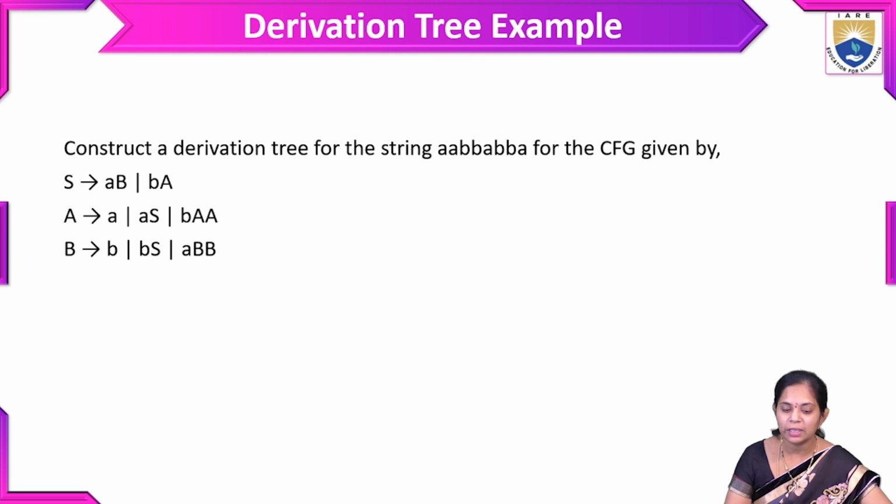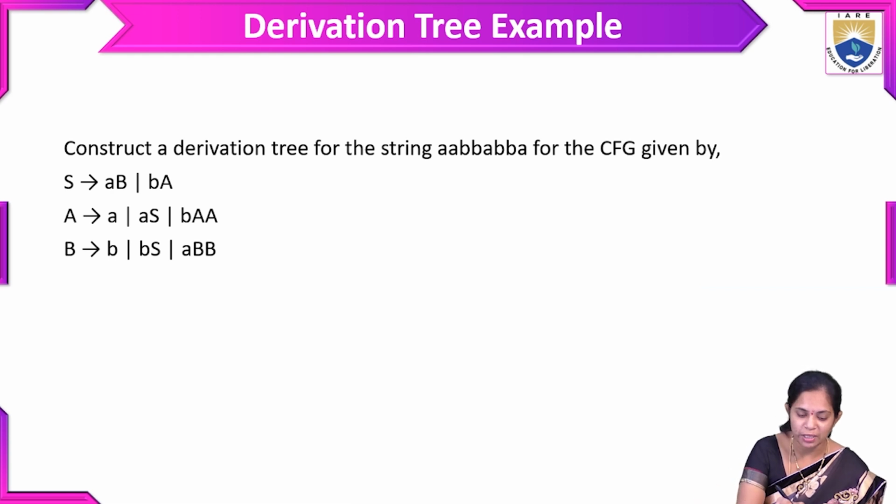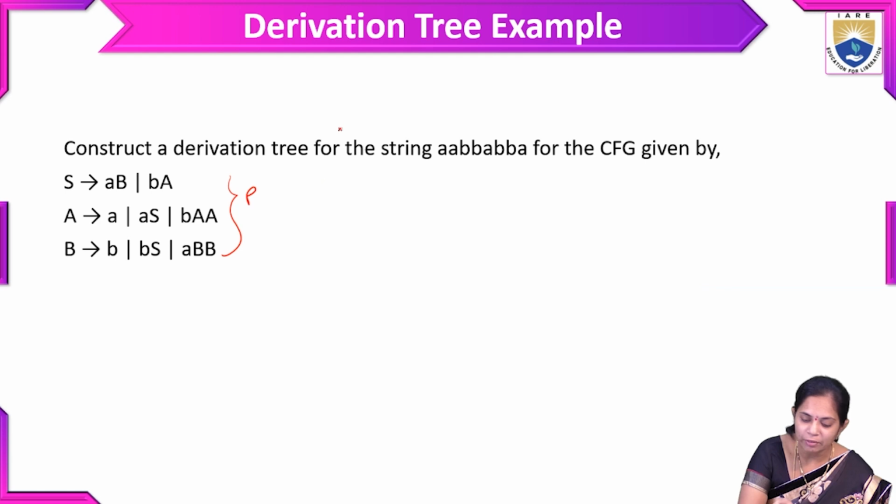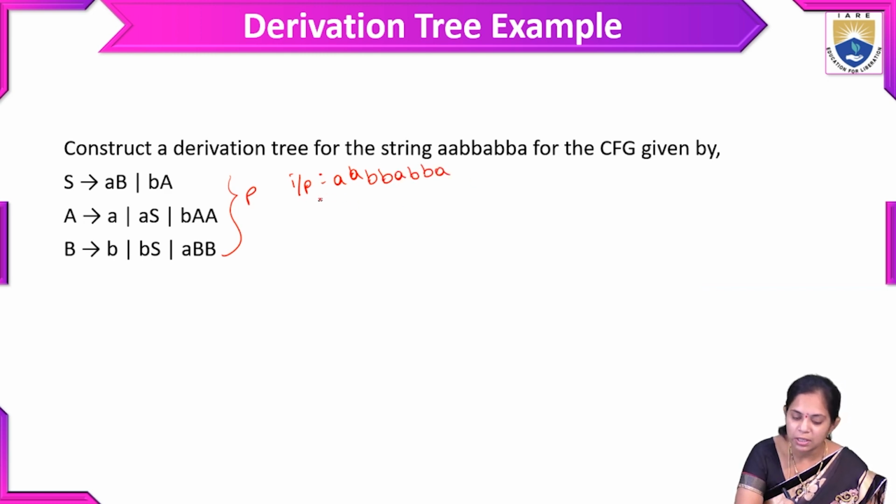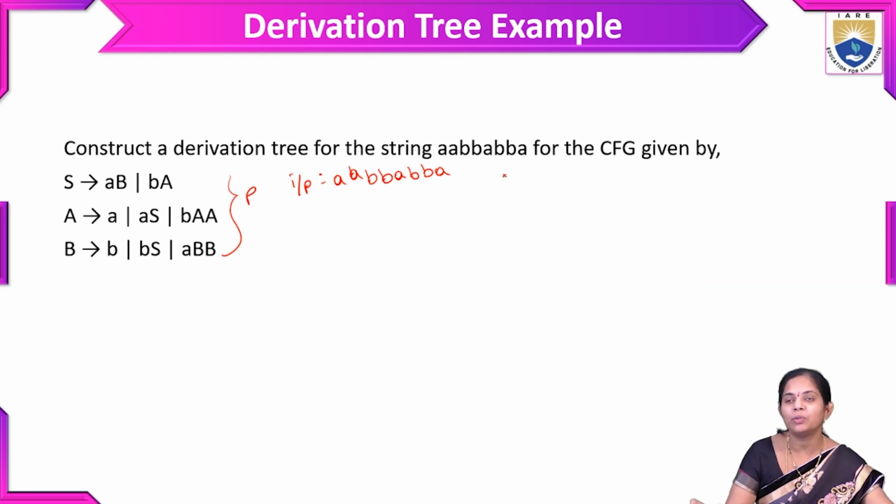Now the derivation tree example. Here we have taken one example with these production rules, and we will take one input string: A, B, B, A, B, B, A. This is the input string, and we have to derive it from these production rules.